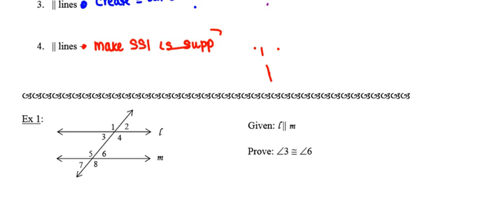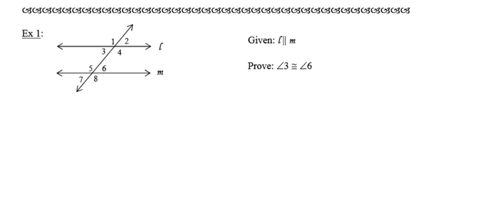So let's go ahead and take a look at this first proof. We're given that line L is parallel to line M. We're asked to prove that the statement angle 3 is congruent to angle 6 is a true statement. So the very first thing I'm going to do is mark my diagram with the information that has been given.